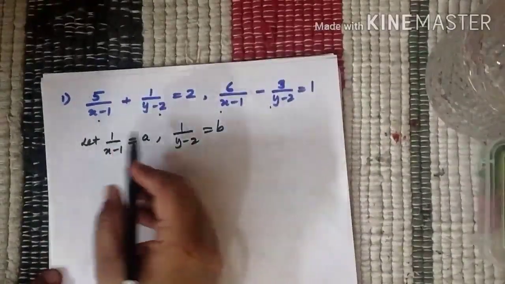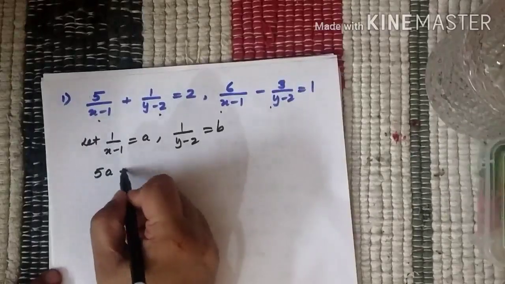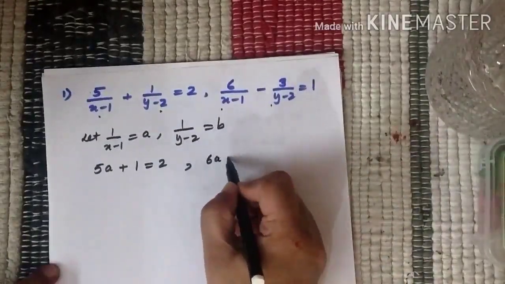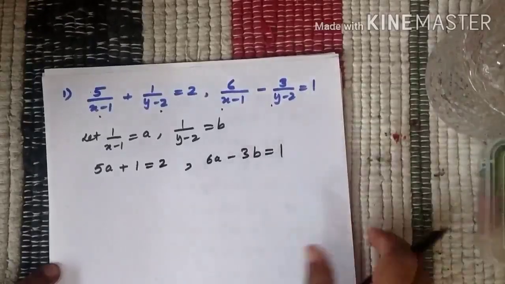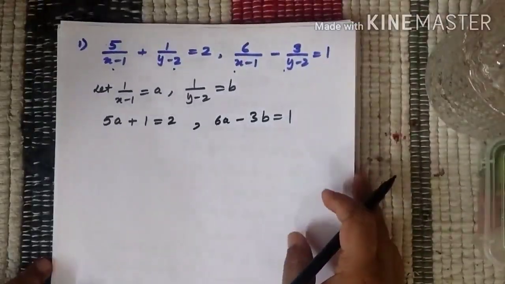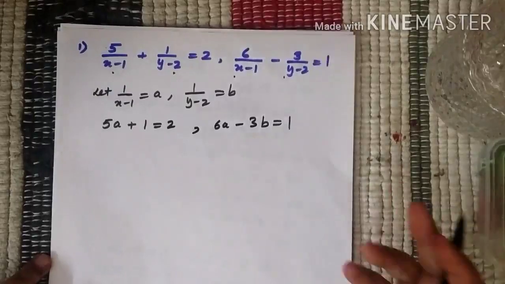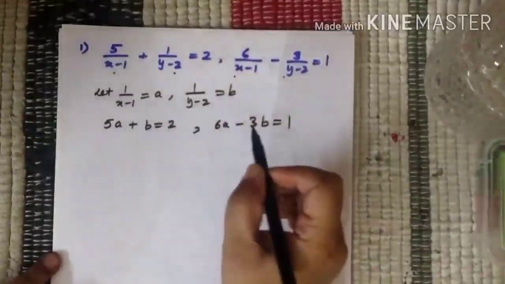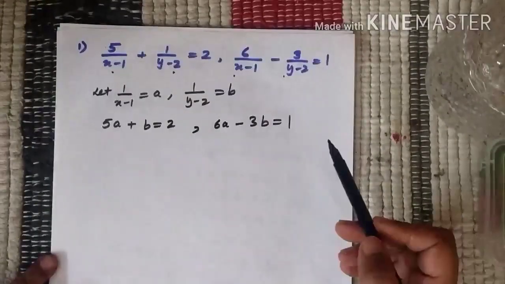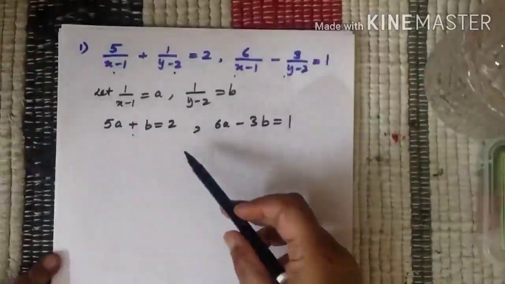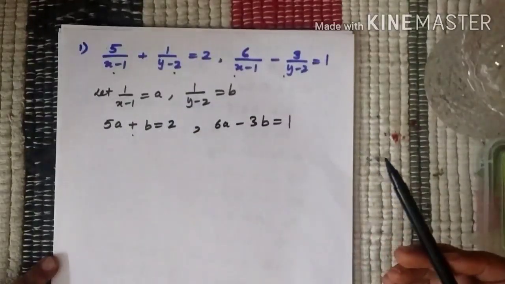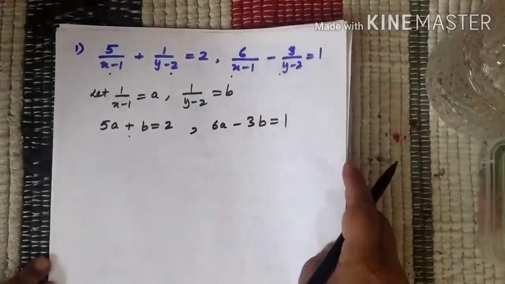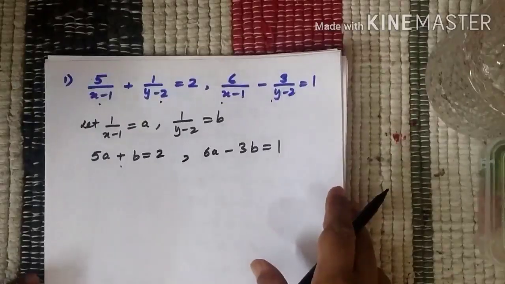So if I substitute this, what do I get? 5a plus b is 2. And the other equation that I get, 6a minus 3b is 1. These are the two equations. Now you can solve it by any method of your choice, either by elimination or substitution. But children, my personal advice, always solve by elimination method.